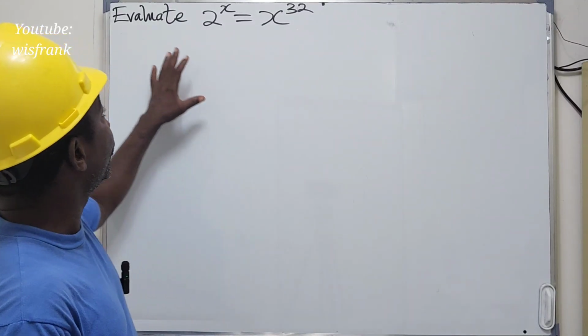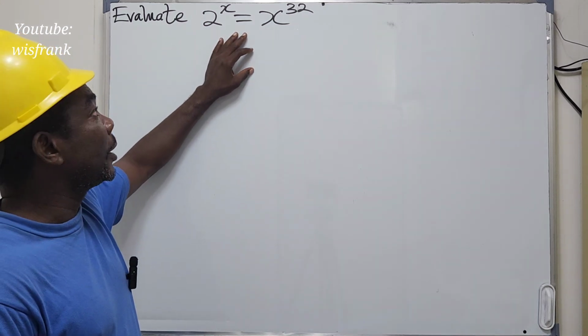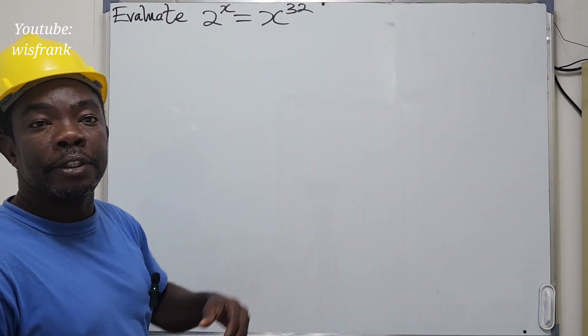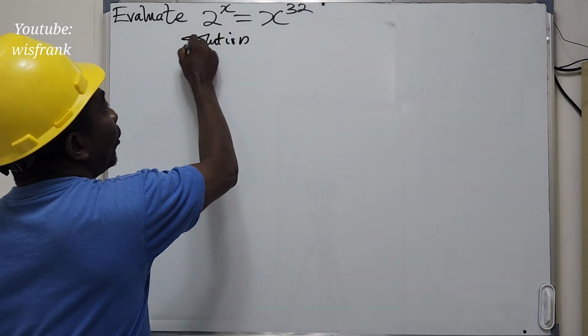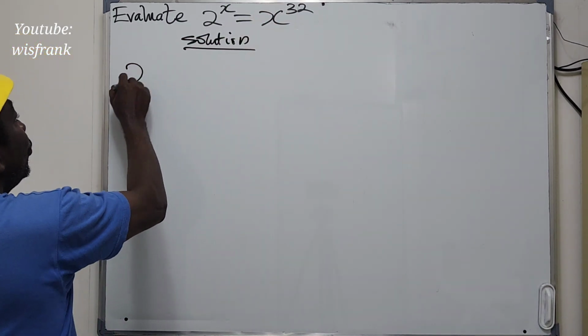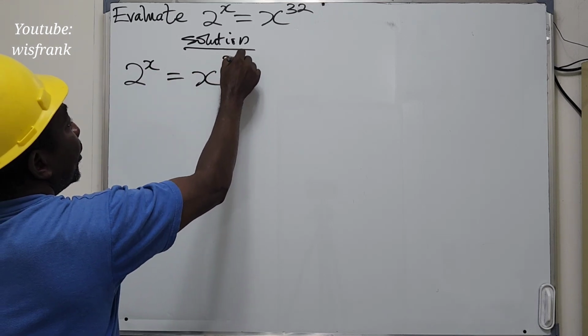For today, we are going to look at this equation and it says evaluate 2 to the power of x equals x to the power of 32. So we are going to evaluate this equation for us to find the value of x. So we are given 2 to the power of x equals x to the power of 32.